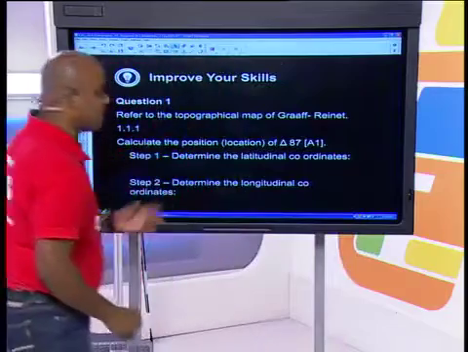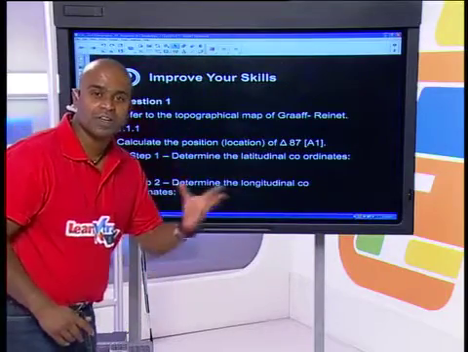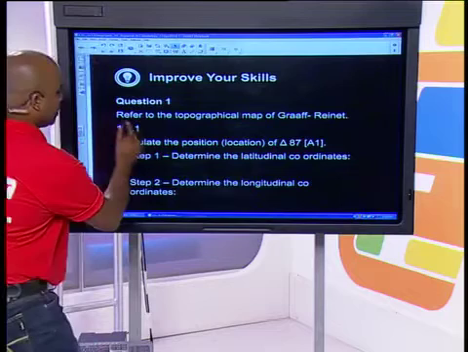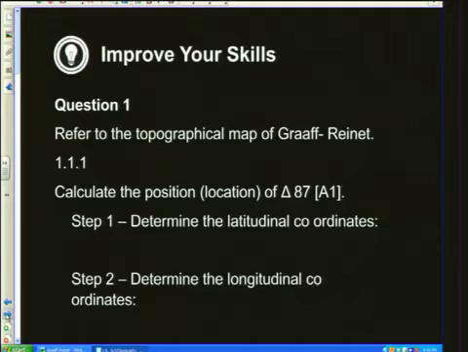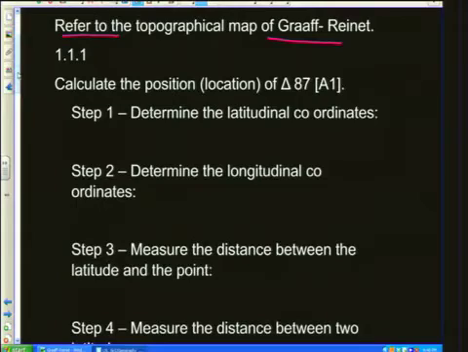Let's look firstly at the type of question you will receive for this type of example. Refer to the topographical map. Let's get our pens in there. Refer to the topographical map of Graaff-Reinet. The first question that we'll be dealing with is the following.